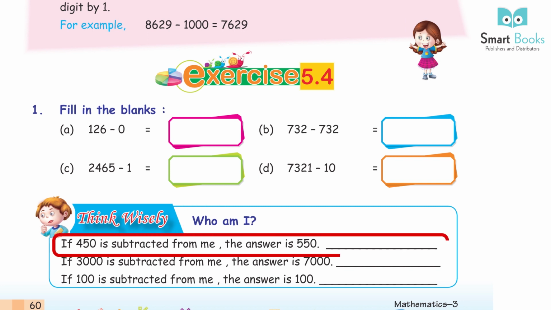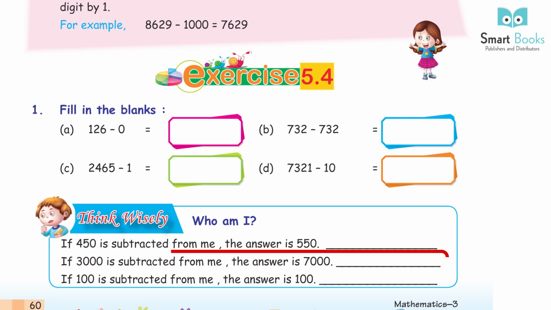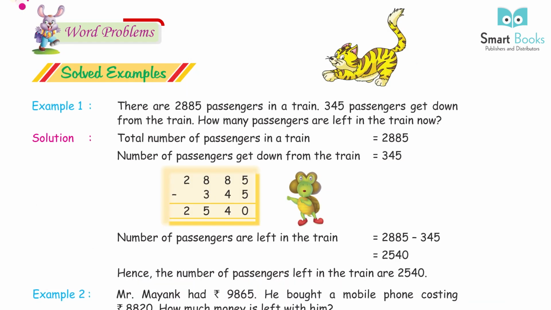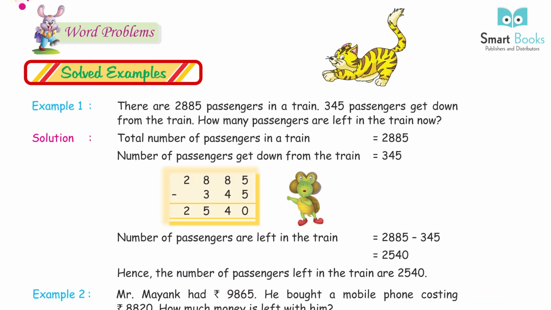Think wisely. Who am I? If 450 is subtracted from me, the answer is 550. Answer 1000. If 3000 is subtracted from me, the answer is 7000. Answer 7000. If 100 is subtracted from me, the answer is 100. Answer 200.